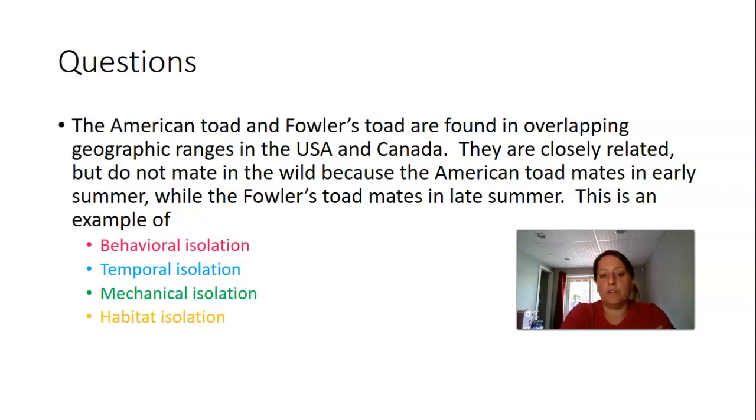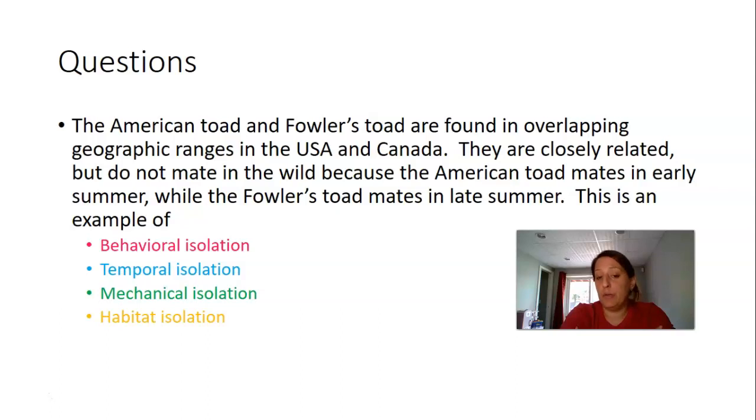So hopefully you answered temporal isolation because they're mating at different times of the year, of the summer. And this, of course, is a pre-zygotic barrier, right? It's a barrier that prevents the zygote from being formed. In fact, these will not even mate.